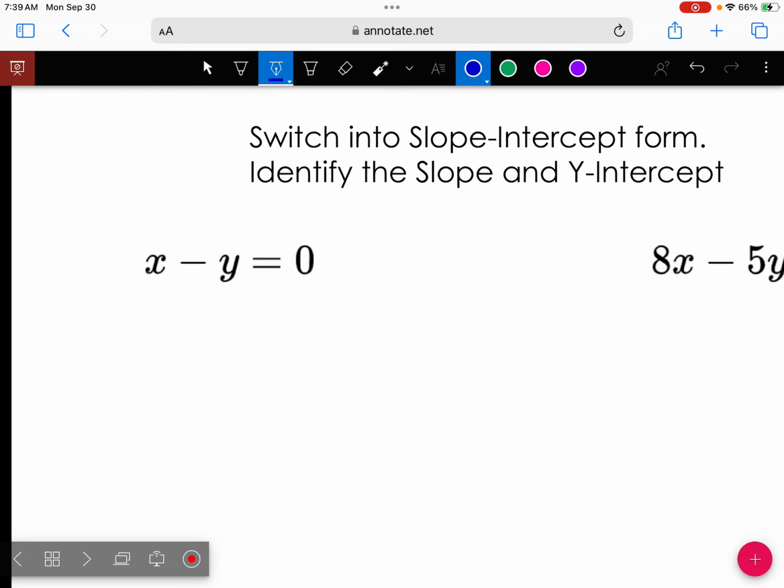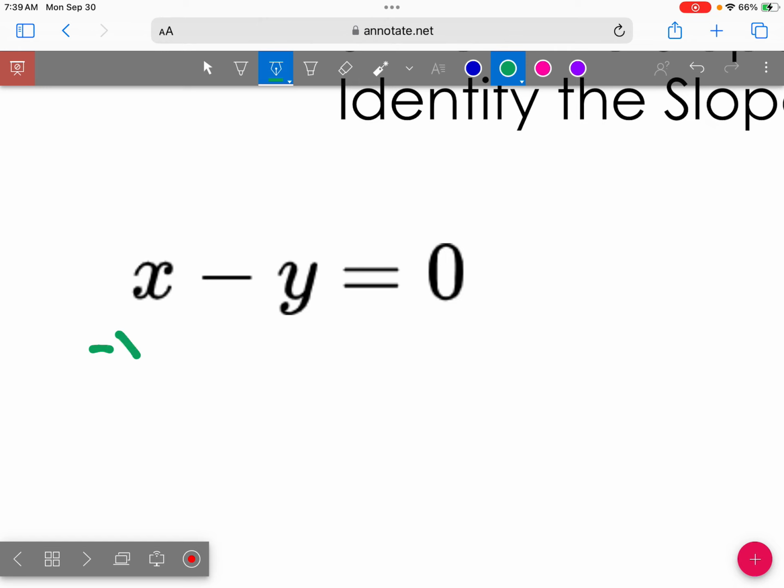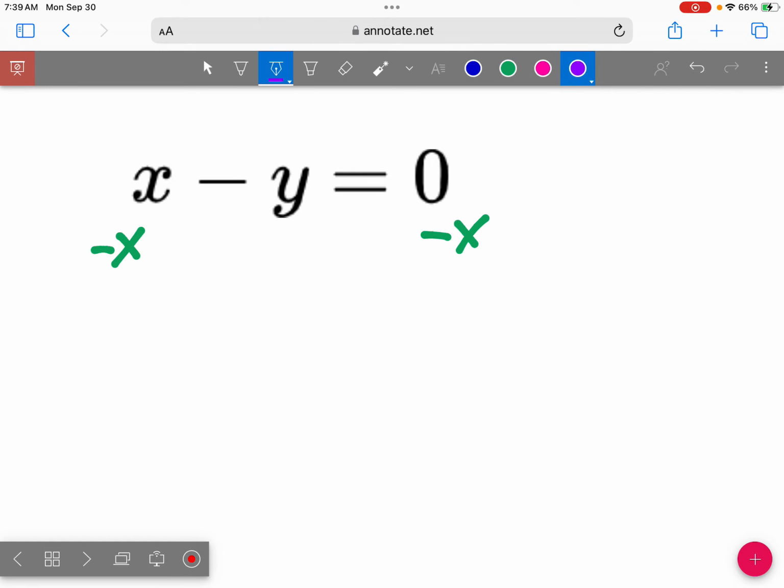So again, we're switching this into slope-intercept form and finding our slope and y-intercept. So on this first one, my x minus y equals 0. What do we do? Minus x, absolutely valid. Minus x from both sides. That's going to leave me with what? Negative y equals negative x.